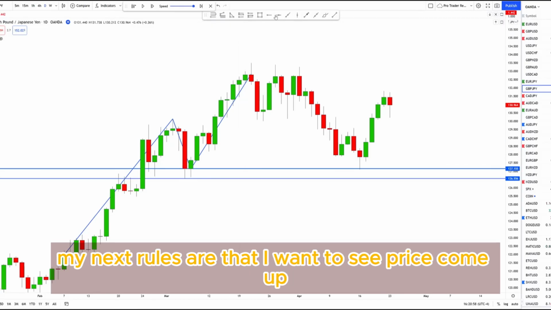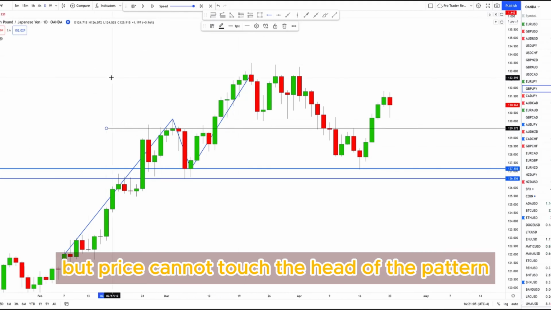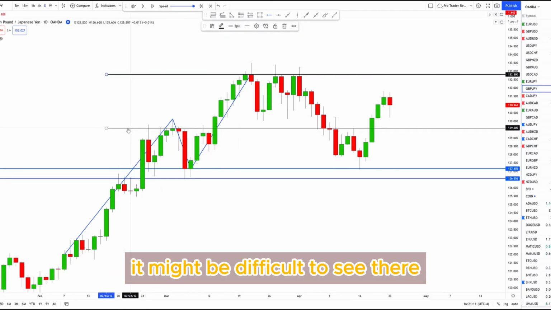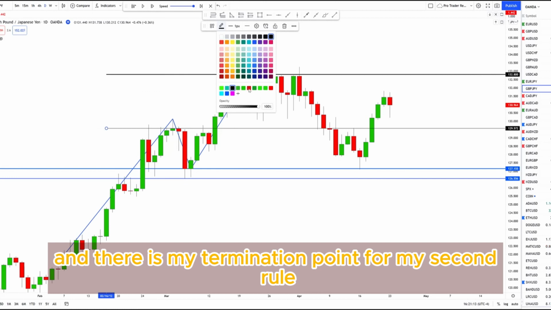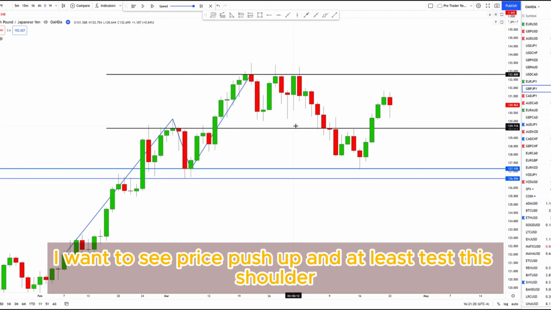My next rules are that I want to see price come up at least to the right shoulder, but price cannot touch the head of the pattern. Let me make these a little bit bigger. It might be difficult to see. There and there is my termination point for my second rule. What this means is I want to see price push up and at least test this shoulder.